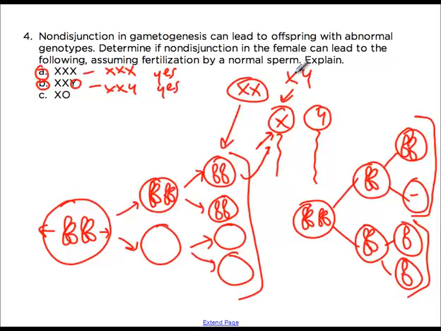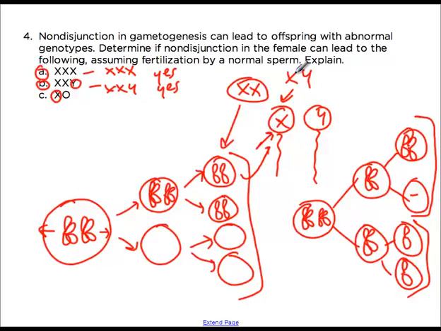Now what about XO? This is interesting because we're saying a normal sperm has to be the fertilizer, and that means a normal sperm has to have either the X or the Y. So in this case, the normal sperm would have to be supplying the X. And what does XO really mean anyways? O refers to nothing. There's supposed to be a pair there, but there's just an X.